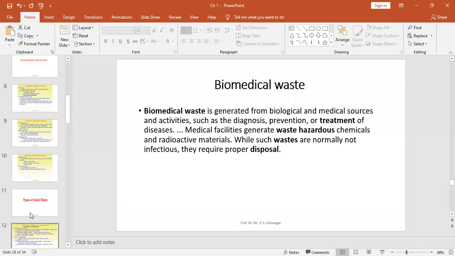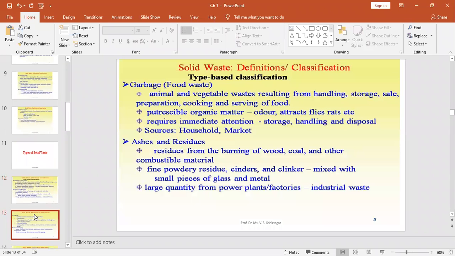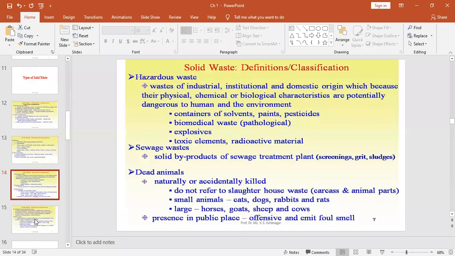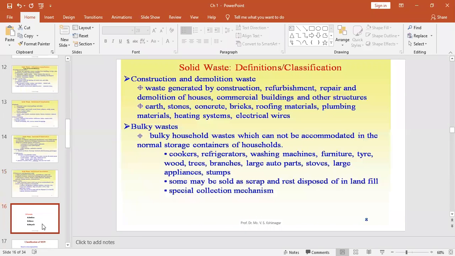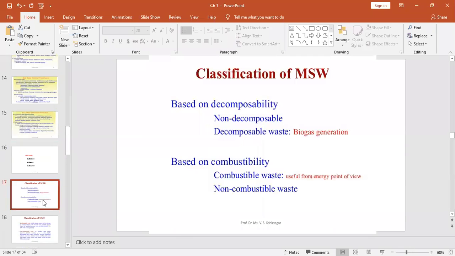Okay. So in the last lecture, we discussed the types of solid waste. That part is finished, I think. And then we also discussed the 3R formula.